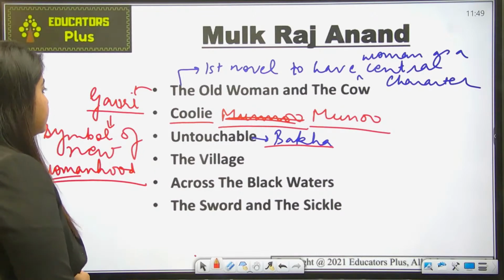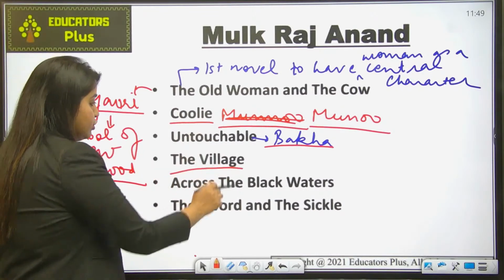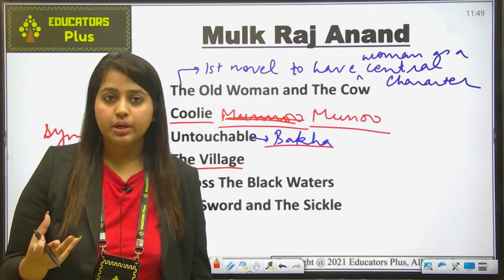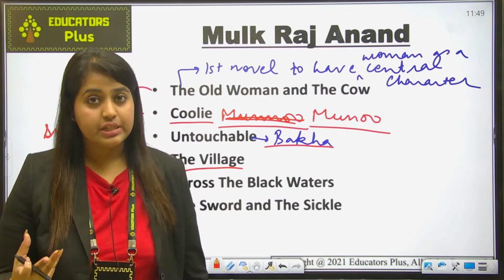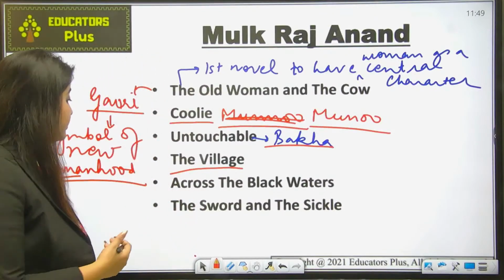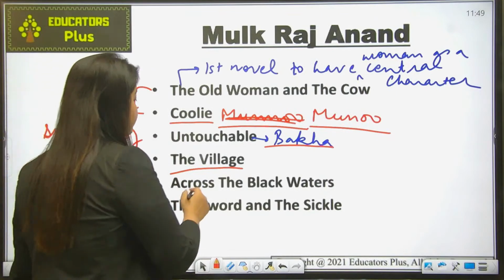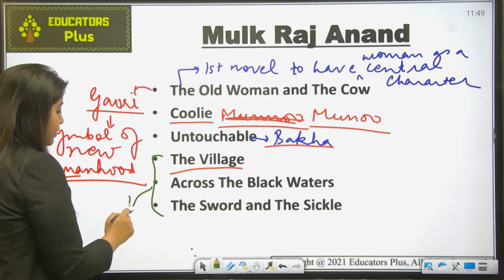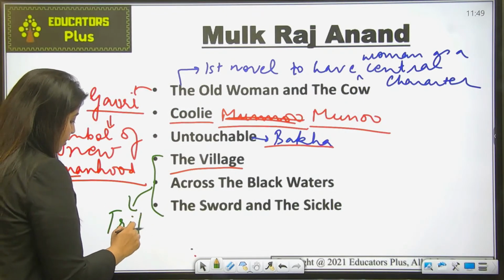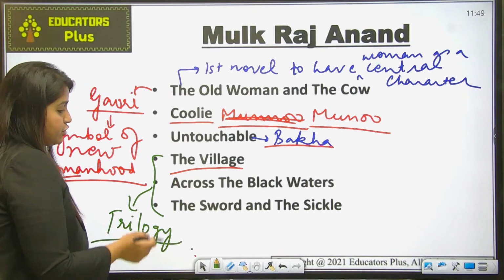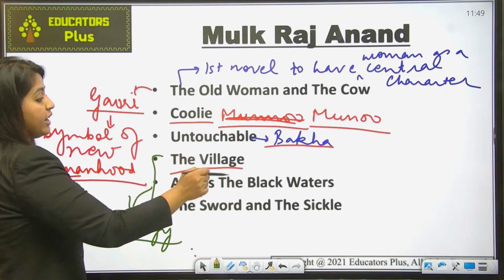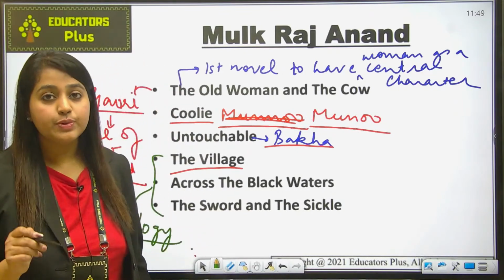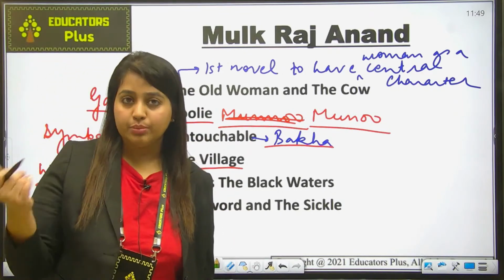Okay, next work. We have talked about Untouchable. Now The Village. This Village is again an important work, and it comes under the trilogy. Okay? The Village, Across the Black Waters, and The Sword and the Sickle. So this is a trilogy written by Mulk Raj Anand. Which parts are there in the trilogy? The Village, Across the Black Waters, and The Sword and the Sickle.